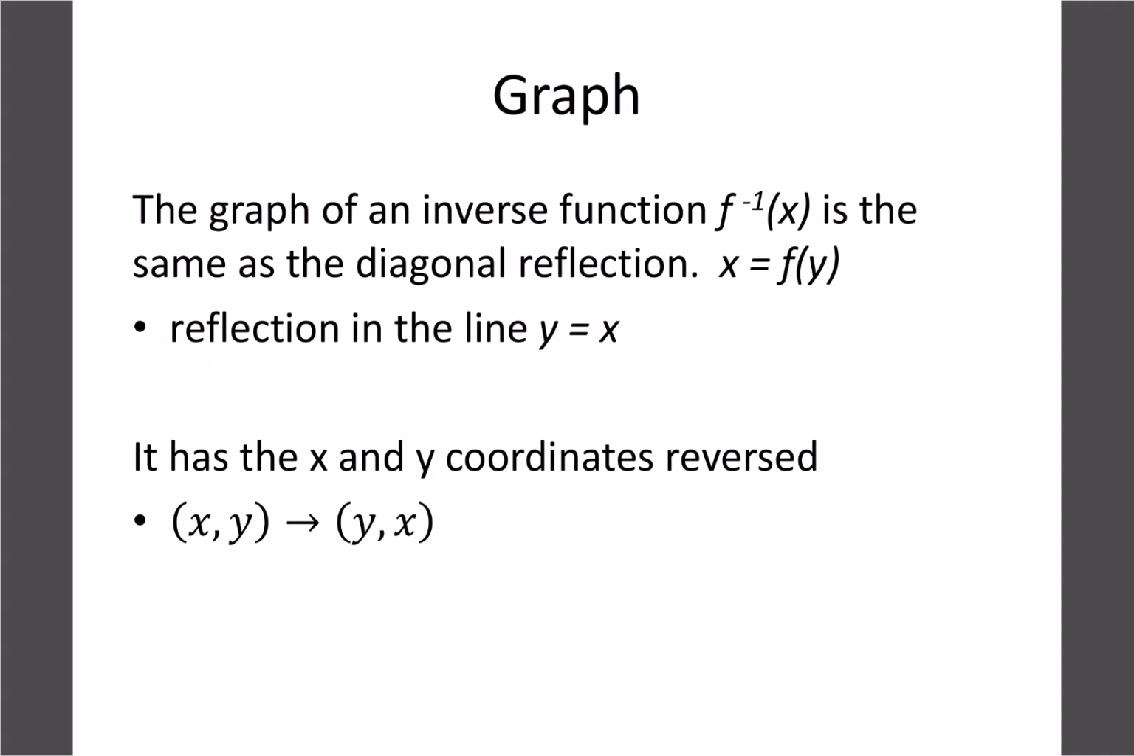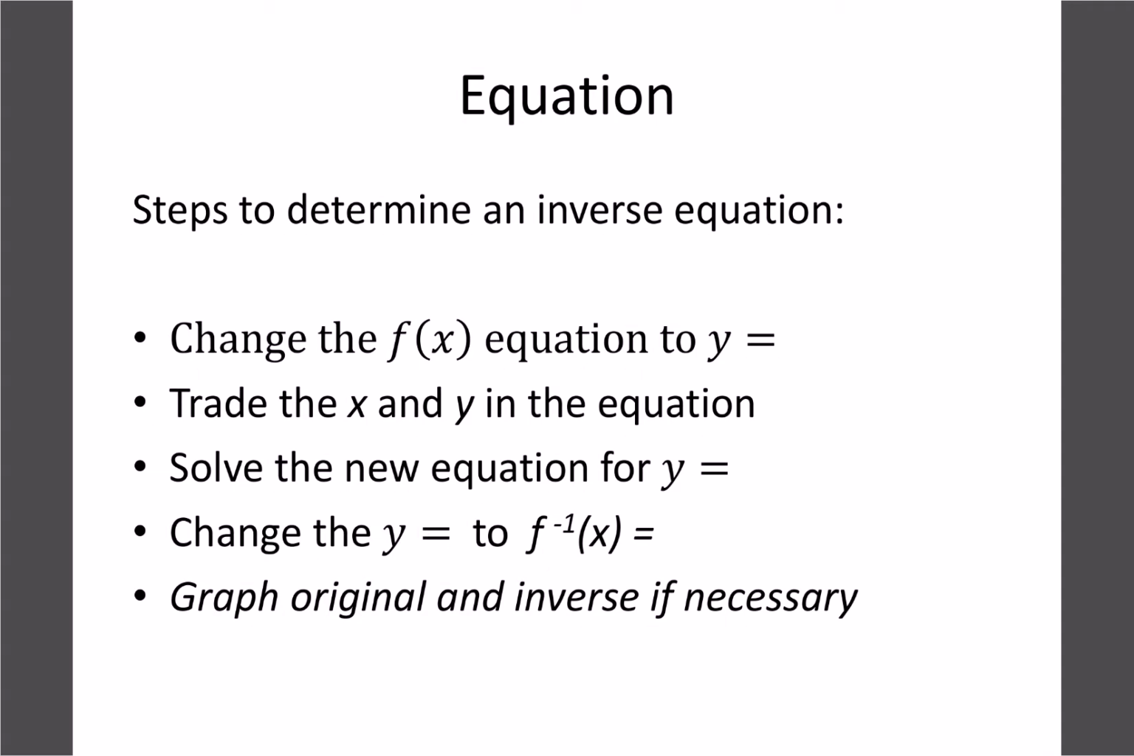In terms of the graph, the inverse function graph is exactly the same as the diagonal reflection that we did earlier. Because it's just getting reflected across that y equals x line, it is just a flip of the coordinates. So you can write it either way. You can write it as x equals f of y, or you can write it as f inverse. They both do the same thing. The diploma expects you to understand both, so we have to be familiar with the two different notations.